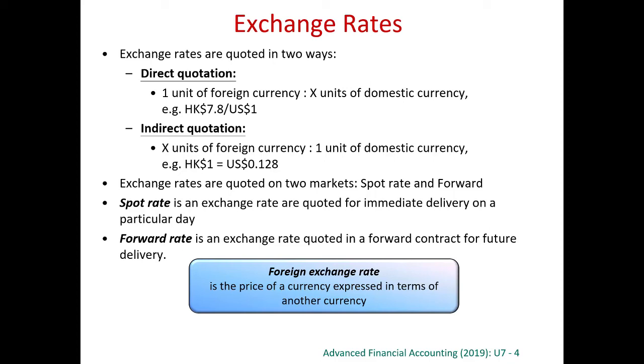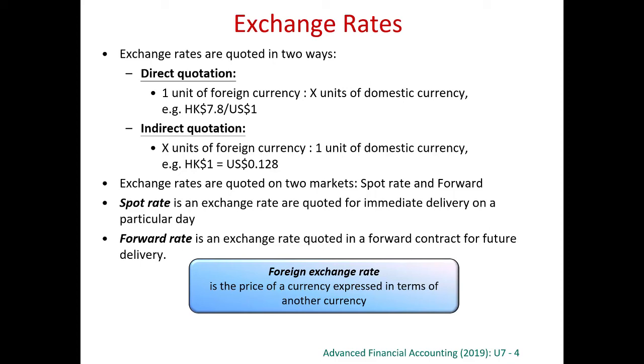Spot rate simply means the exchange rate which is quoted for immediate delivery on a particular day. So if we now go to the Hang Seng Bank, and you ask, I want to translate into Japanese yen, they will give you a spot rate. But in addition to a spot rate, there can be a forward rate.